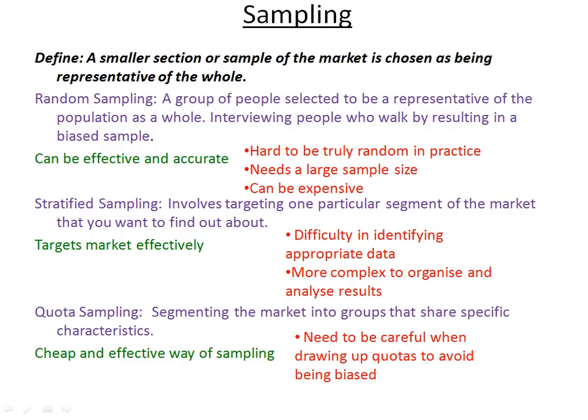Quota sampling, so this is more of the segmenting. Advantages, it's a cheaper and effective way of sampling, but disadvantages, you need to be careful when drawing up quotas to avoid being biased. Say you do 100 interviews, and 50% of the interviews are men, and then 10% should be below 20 years old, and another 10% should be aged between 20 and 30, and so on. So you're segmenting the market.